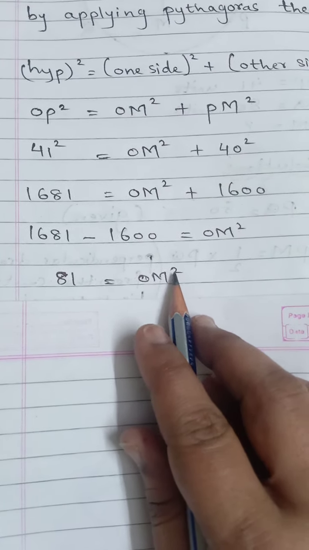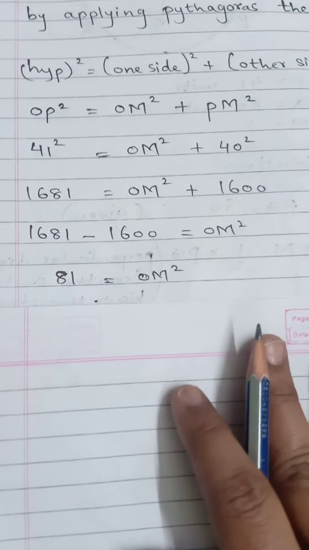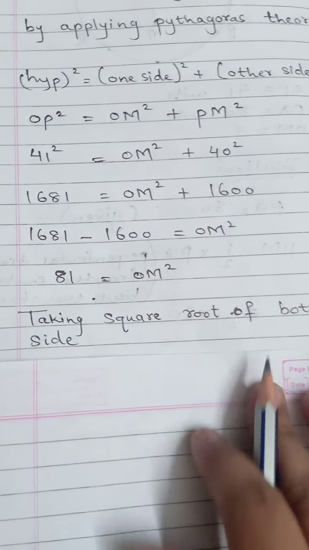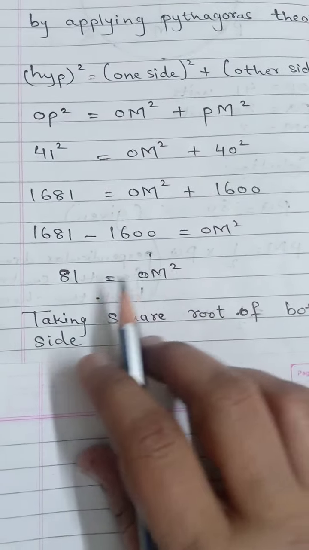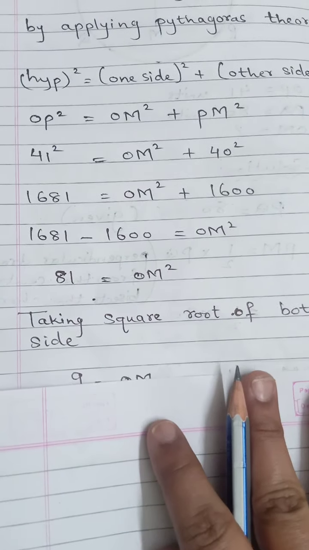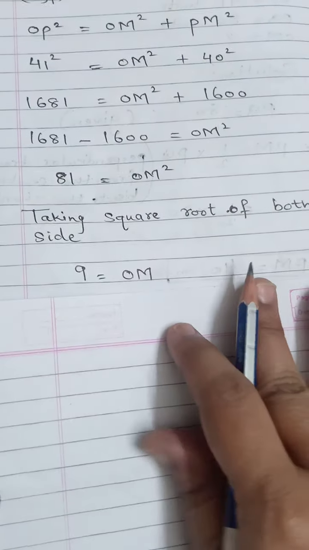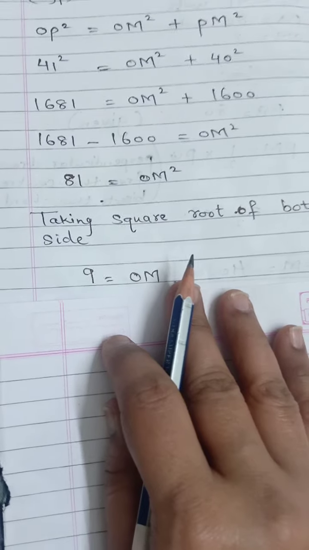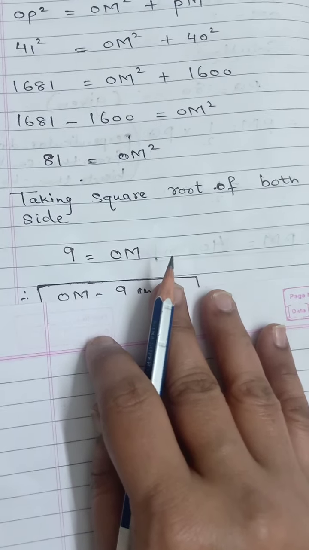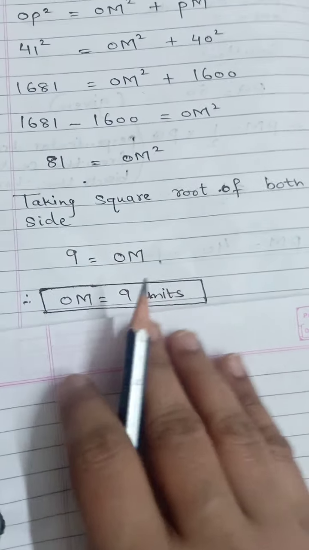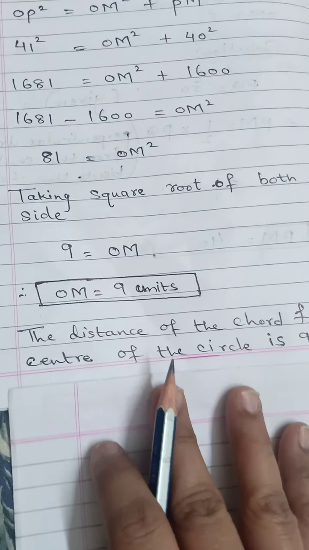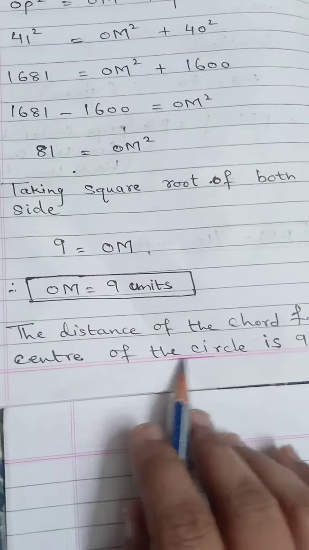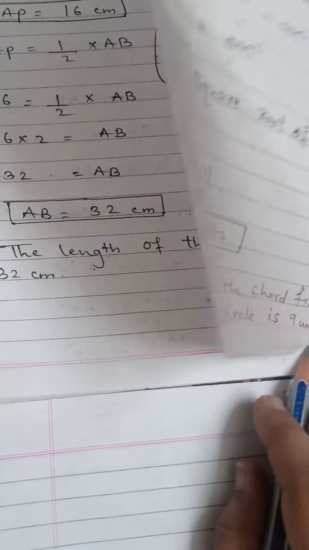In the same way we have to remove this square. So taking the square root of both sides, this square will be removed and the root of 81 will be 9. So we will take OM is equal to 9. And not meter or centimeter, so we can write units. Okay. So in this way we can write the answer in words: the distance of the chord from the center of the circle is 9 units.